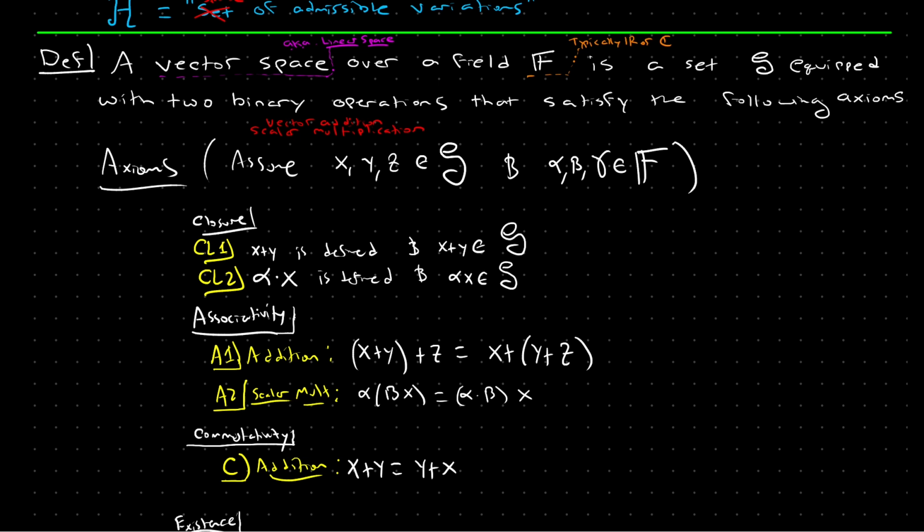And what that means is this binary operation essentially takes two input elements and gives a new element that lies inside the original space. So we call this operation x plus y for addition. This should be defined, and the result of an addition should be inside the original space. And same thing with the scalar multiplication. These properties are going to hold for any values of x, y, z in the vector space, and any scalars alpha, beta, and gamma in the field F.